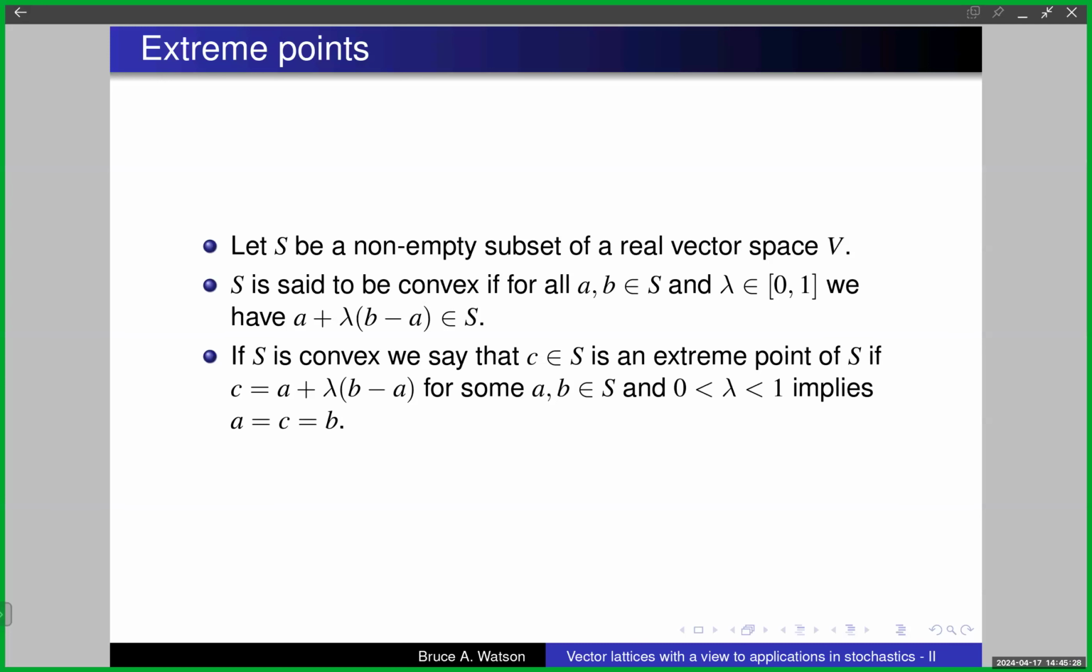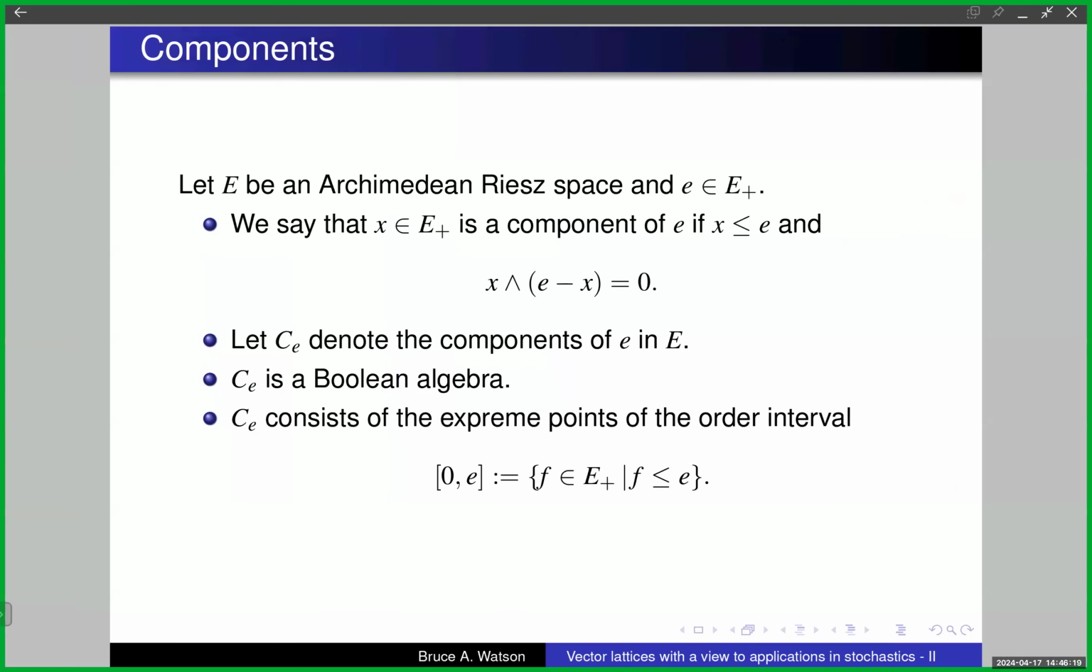If S is a convex set, we say that an element C in S is an extreme point of S if C living on the line segment between A and B, in other words, C is equal to A plus lambda times (B minus A) for some lambda not equal to 0 or 1, but between 0 and 1, implies that A equals B equals C. So the only way that C can lie on a line segment between A and B is for all 3 points to be the same, in which case it is an extreme point.